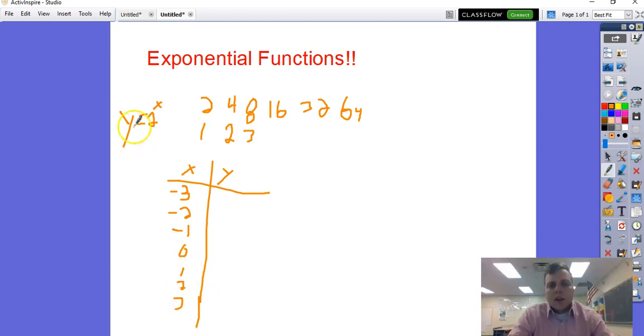We know that if we plug in a 1, 2 to the first is just 2. 2 squared is simply 4. We maintain consistency. And then 2 to the third, which is just 8.